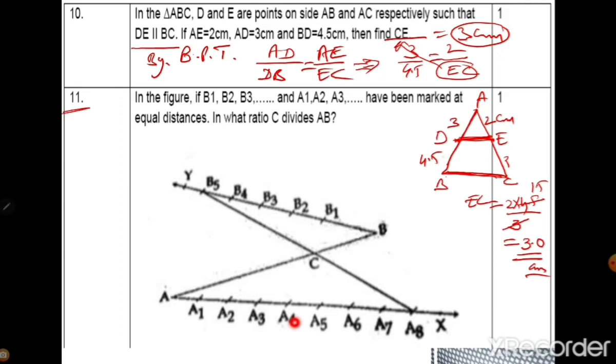In the figure, if B1, B2, B3 and so on up to B5 and A1, A2, A3 have been marked at equal distance, in what ratio does C divide AB? So this is your AB. We have to find in what ratio this point C divides AB. So children, there are two methods. One is this one, we are joining these external points. You can see this from your book, construction number 1 and 2. Both methods are given.